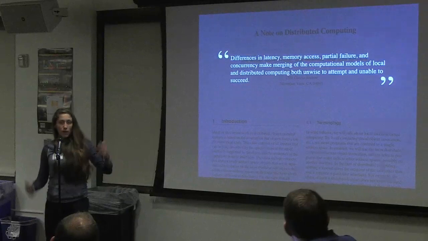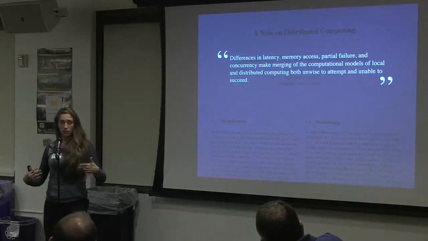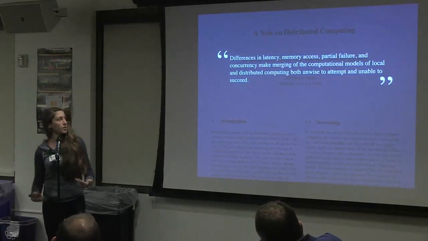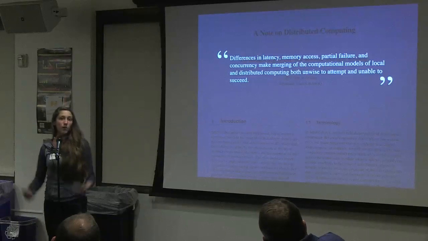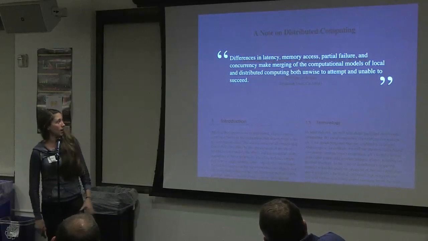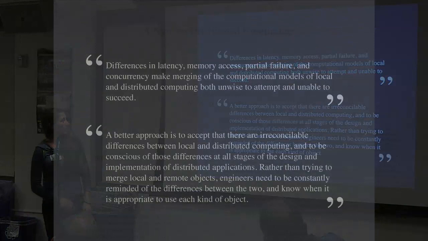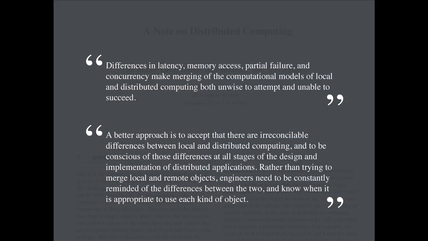It basically alleges that if you don't make this part of your computational model, or the programming model that the programmer uses, it's a bad idea. And there are a lot of reasons why. You can read the paper. But what they suggest is that a better idea is to accept that these things exist. Don't pretend they don't exist. Don't try to abstract over them and say they're not there. Don't say that latency doesn't exist.